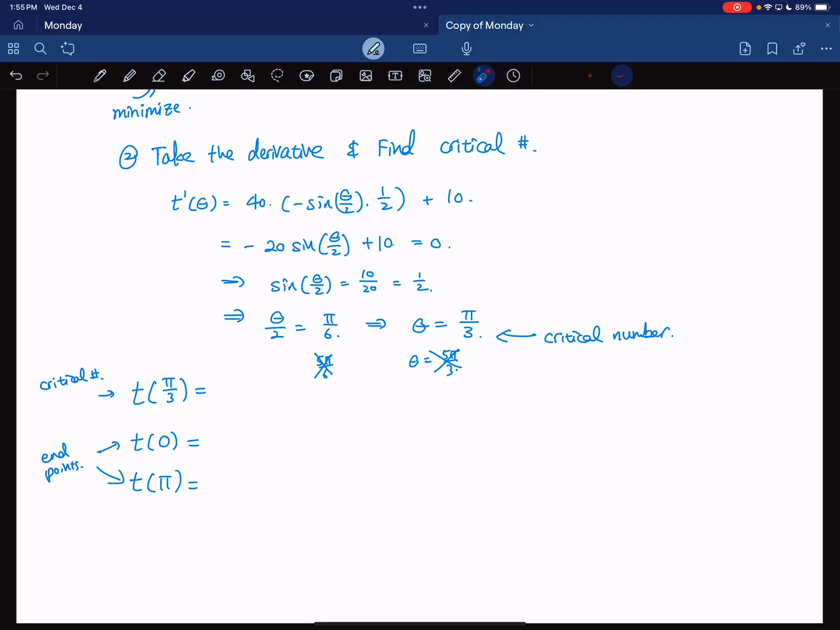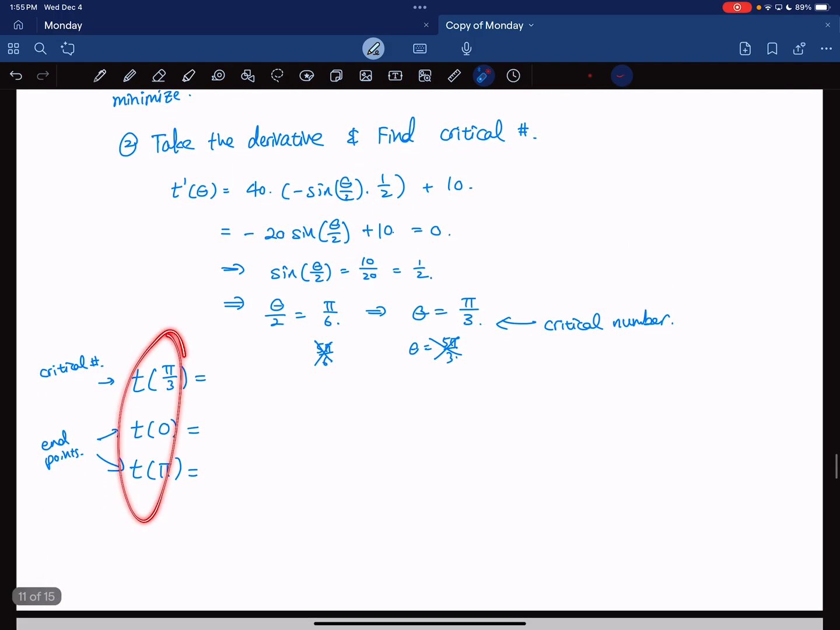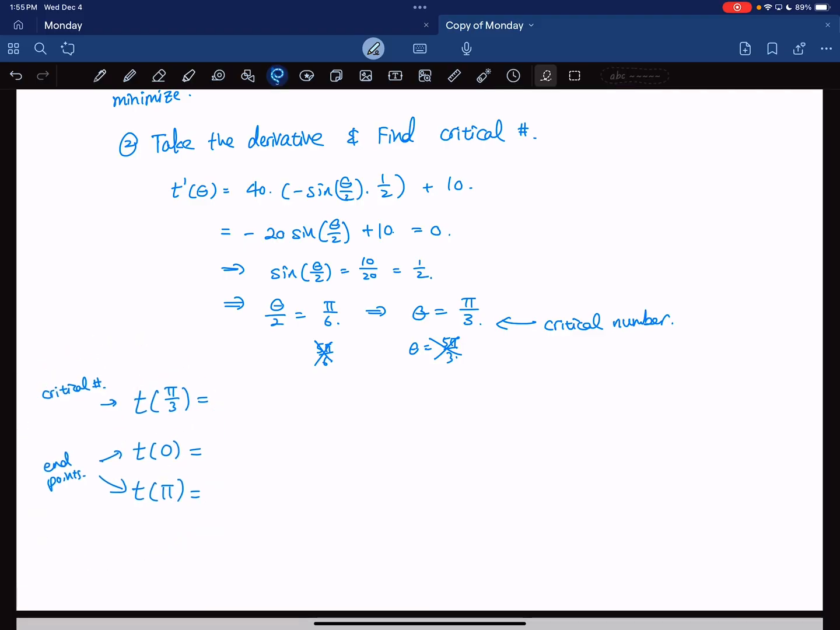Once you have the critical number, like 95% of the work is over. The hard part is done. All you have to do is plug the critical number and the endpoints back into the original equation to check which one gives the smallest value. So here, pi over 3 is a critical number. I plug that in. I also have to plug in the endpoints, which are 0 and pi. So I have to evaluate these 3 numbers and compare them to see which one gives the smallest value.